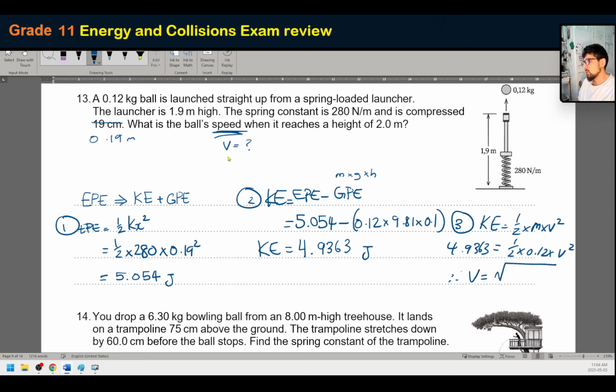Okay, so I can actually rearrange this just in case a student asks me, how'd you get v? V is going to be the square root of this over that. Okay, so it's going to be 4.9363 all over half times 0.12. And so v is equivalent to 9.1 meters per second. Okay, we're doing well. Let's keep going.